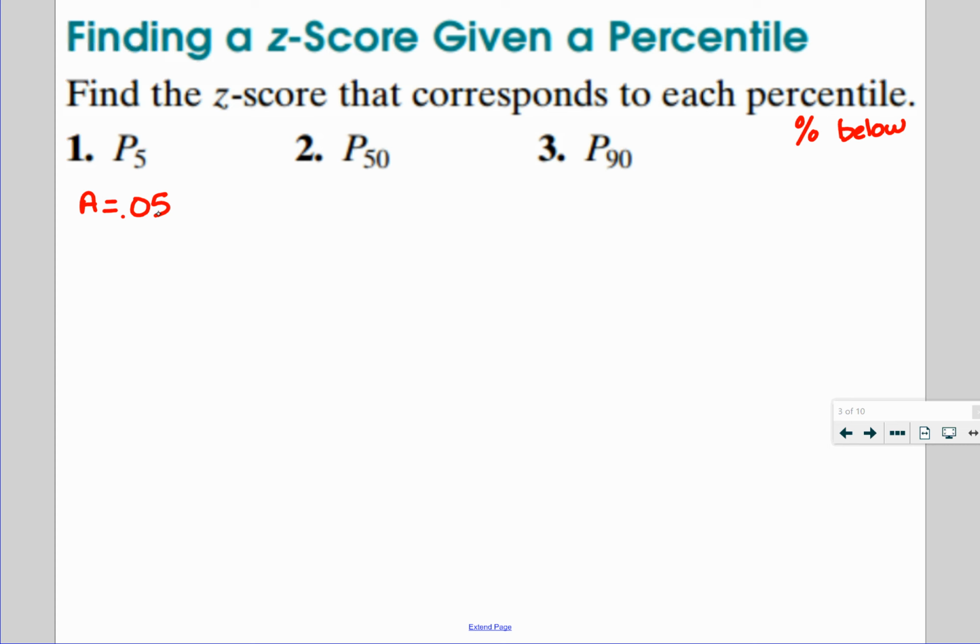And let's see here. It's going to be my negatives. Okay, so if you look at your chart, 0.05 is not an exact number on here. It kind of hovers between two things.